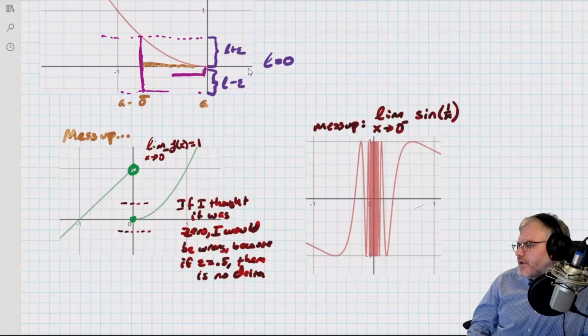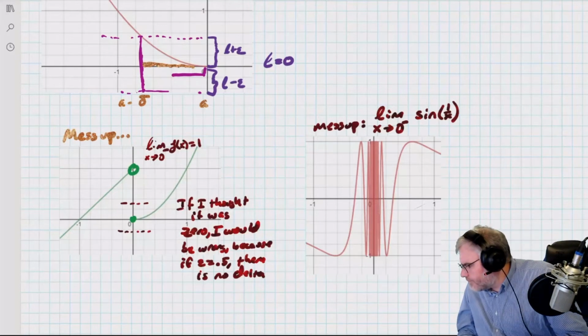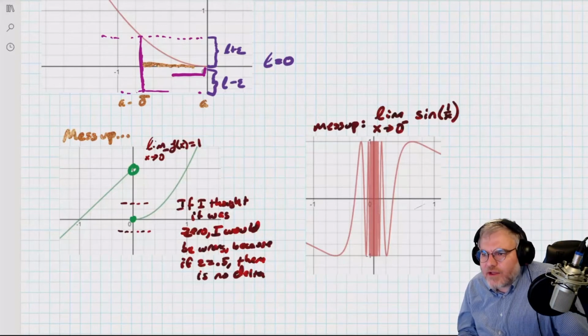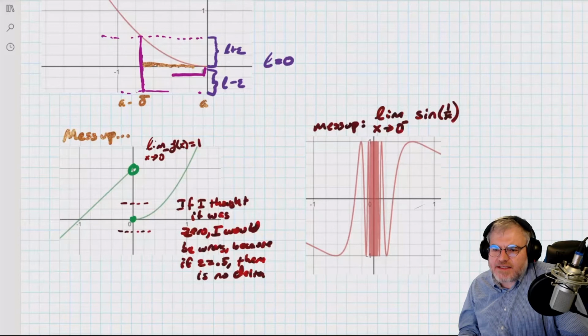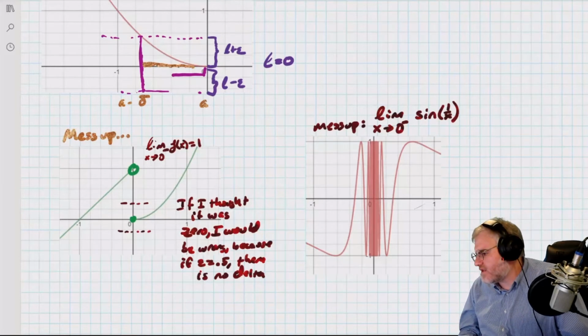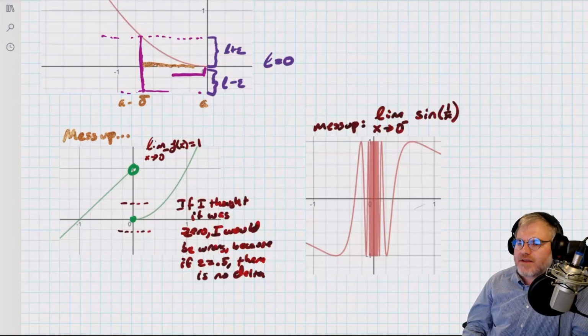So let's see. In orange, what does it say? After the 0.5 note. Oh, you mean this? If epsilon equals 0.5, then there is no delta. That works. The same thing could happen here.